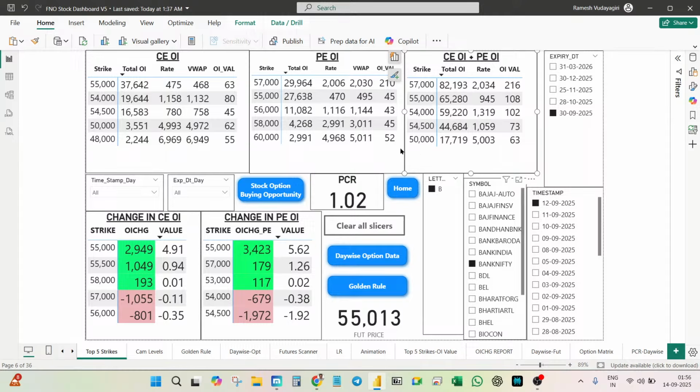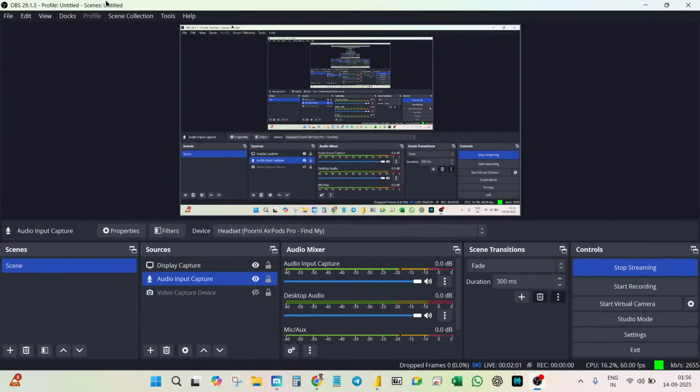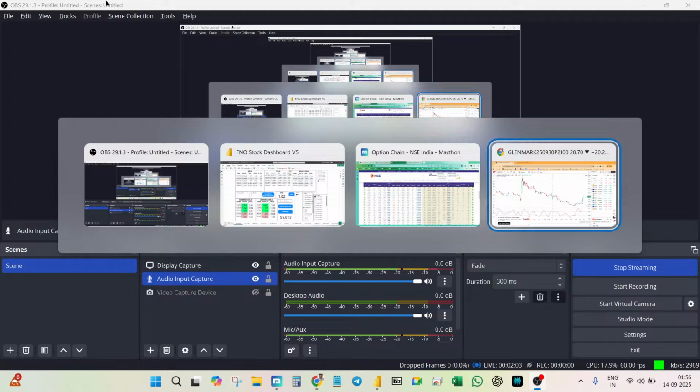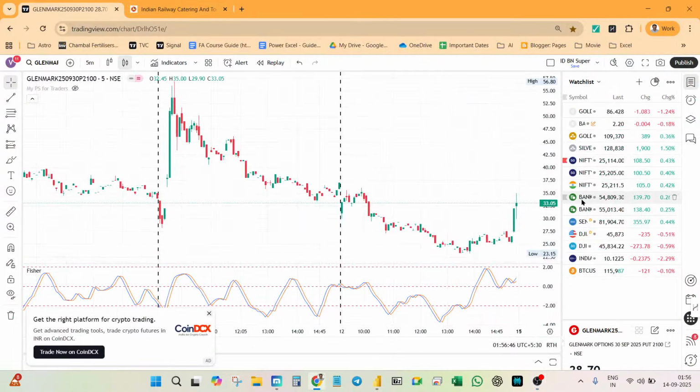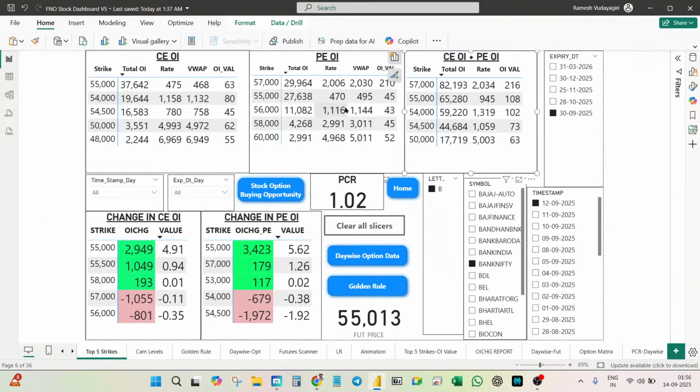Now you have to see where the highest open interest is for put options and call options. Currently, let us understand where the market is trading. You can see Bank Nifty trading at 54,809. Now 55,000 is the highest call option interest. People are not ready to sell even at 54,500, and the open interest for the 55,000 call option is very low. So 55,000 is the next level, and I am expecting the price to reach there.